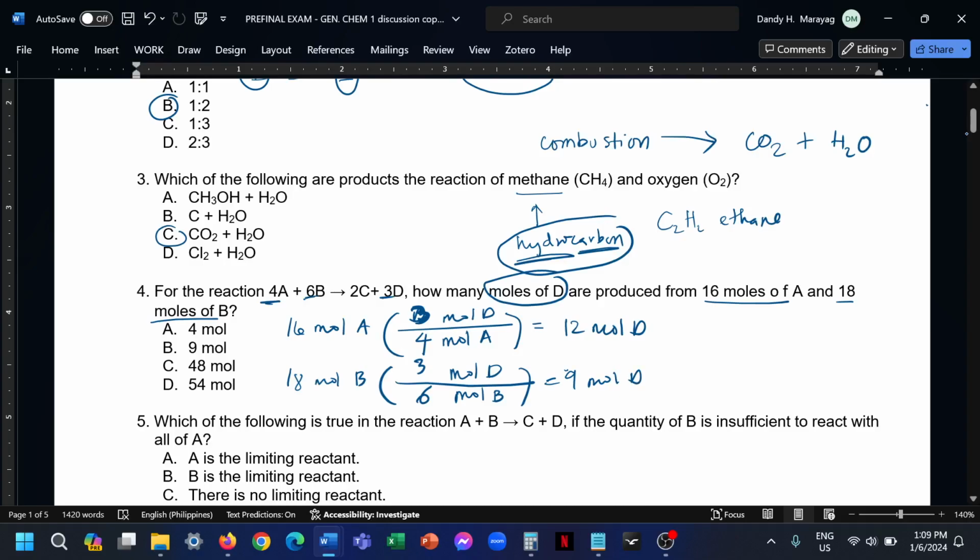So over here, we have 16 moles of A can produce 12 moles of D, but 18 moles of B can only produce 9 moles of D. So again, this one is our limiting reactant, and this limits the final amount of the product. So here, only 9 moles of D can be produced from the reaction. So for number 4, the answer is letter B, 9 moles of D.